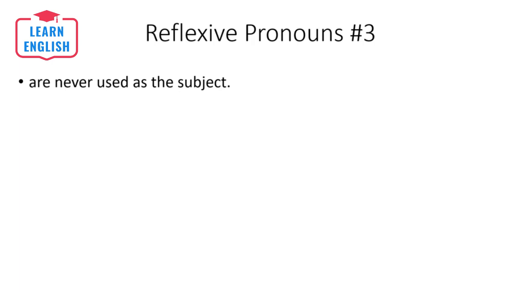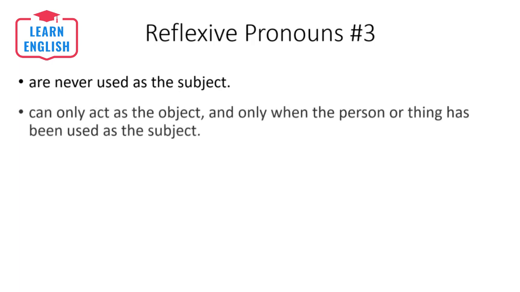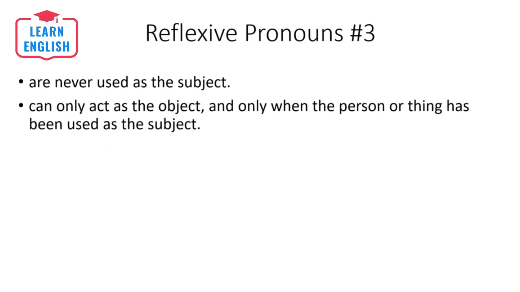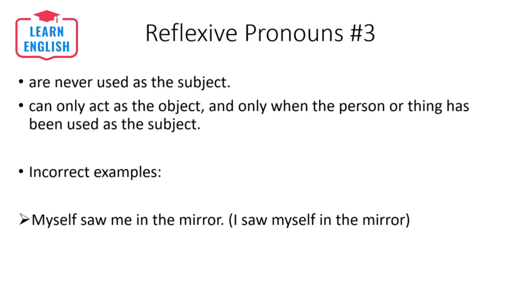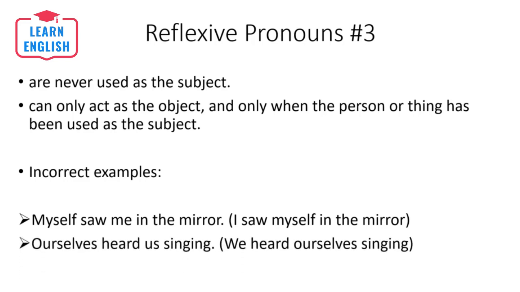And reflexive pronouns are never used as the subject. They only act as the object, and only when the person or thing has been used as the subject. So here are some incorrect examples. Myself saw me in the mirror. You can't do this. You have to have the reflexive part as the object. So correct would be, I saw myself in the mirror. Ourselves heard us singing. Again, we have to change this to we heard ourselves singing.